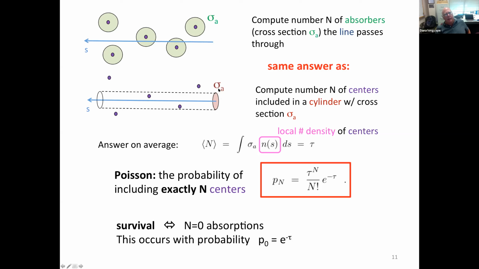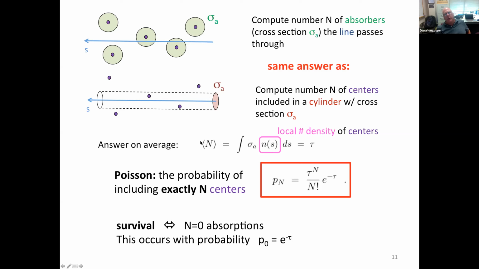If I create this cylinder, cross-sectional area sigma, and then it just goes on along the length S, how many points are in that cylinder? And what I need to know is, what is the volume density, the number density, number per unit volume of points? And then I'm simply going to integrate that density along the cylinder. So integrate the cross-sectional area too. Does everyone see that? Does this make sense? This is how you answer that question.